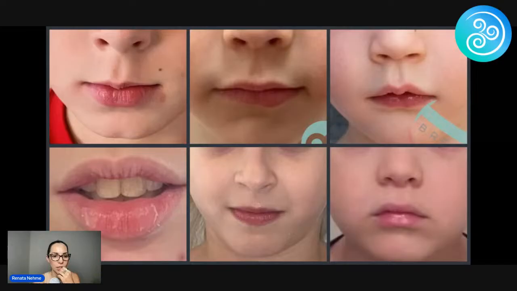Oh my gosh, I don't know if you guys can see my mouse. I'm running my mouse over it so you guys can see which photo I'm talking about.